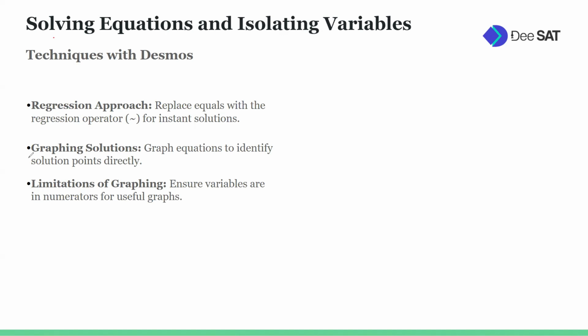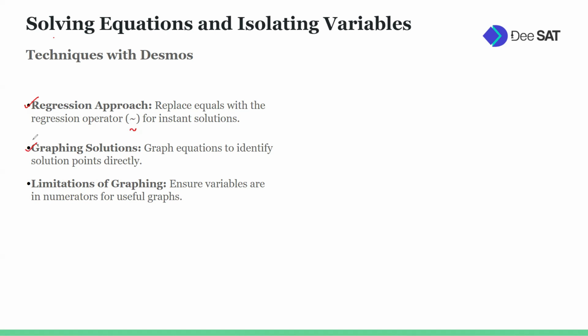Now let's dive into solving equations and isolating variables using Desmos. The first technique is the regression approach. This is a unique feature of Desmos where you replace the equal sign in an equation with a regression operator. The regression operator is this one. It is above the tab key, and you can use shift and the key above tab for this. When you do this, Desmos instantly calculates and displays the solution for you. It's like having a shortcut to the answer without manually solving the equation.